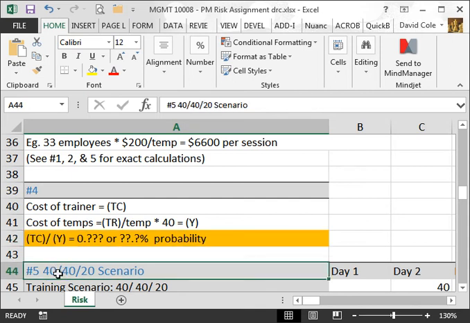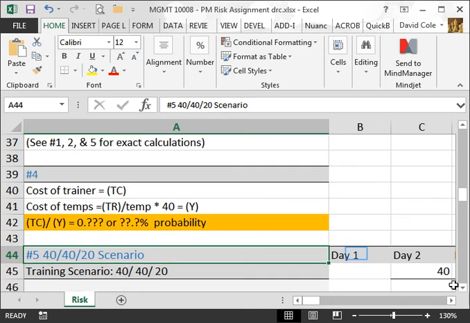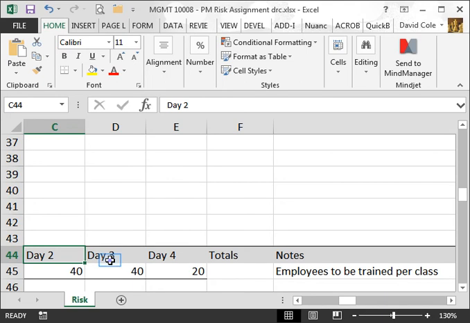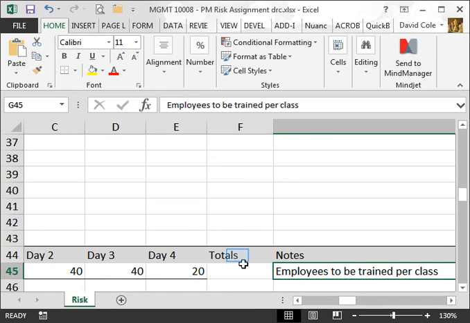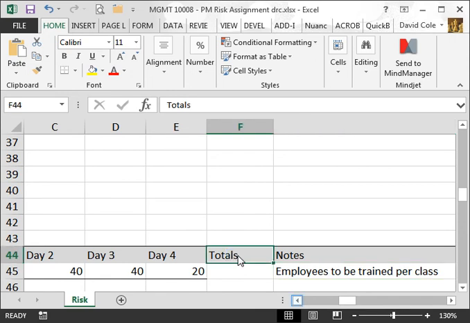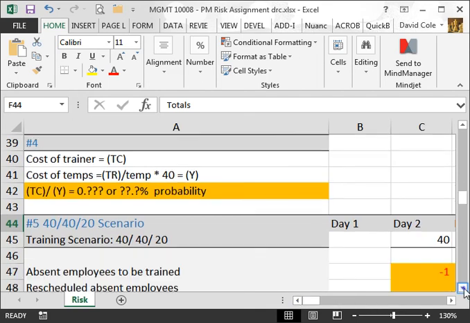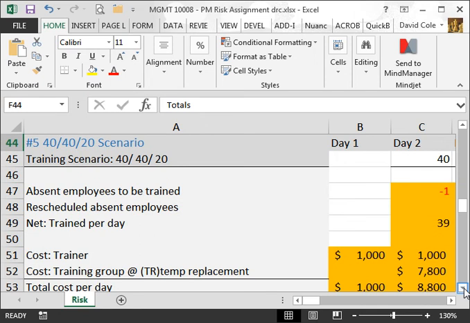In scenario for question 5, we've now switched to a 40-40-20 scenario. And again, we're going to run the same model. We have day 1, day 2, day 3, and day 4. Again, you are going to have notes per section, totals for the session. And as we walk through here, you're going to have the same model that we had before.